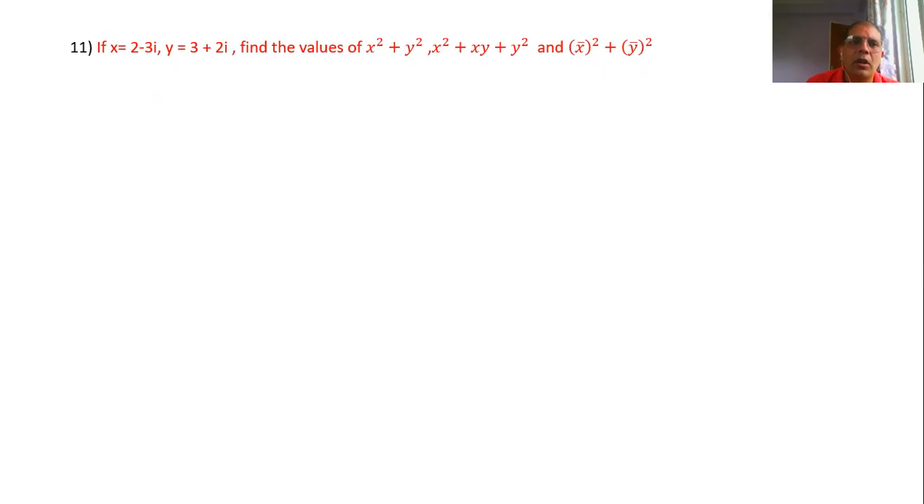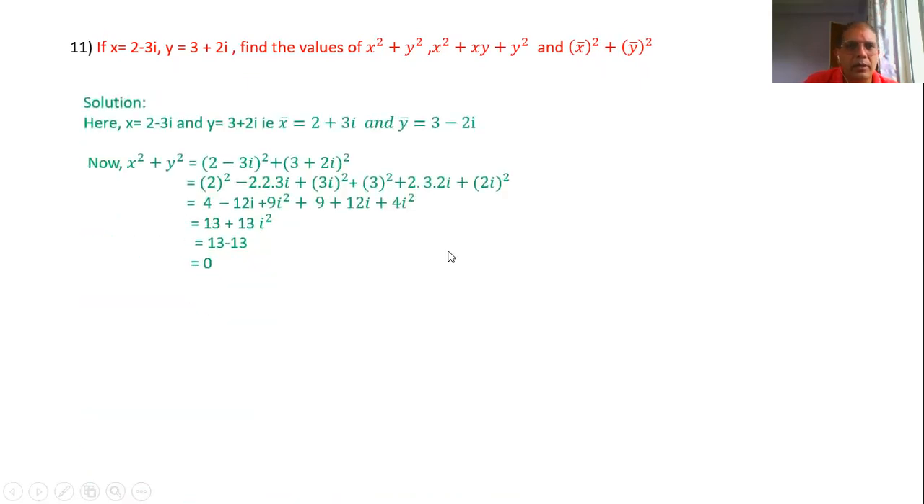So you should substitute all the values of x and y in your question. Now, in question number first, x square plus y square, I want to do this one. x is equal to 2 minus 3i, y is equal to 3 plus 2i. That is, x bar is equal to 2 plus 3i, taking the conjugate, and y bar is equal to 3 minus 2i, taking the conjugate of this one. Now x square plus y square, x is 2 minus 3i, y is 2 plus 3i.